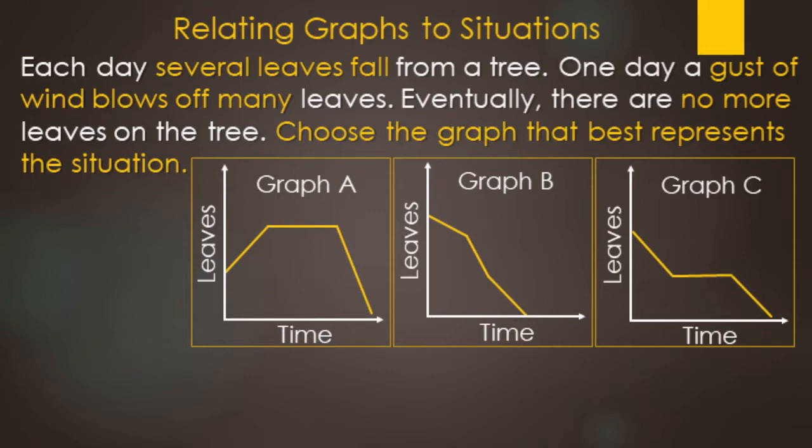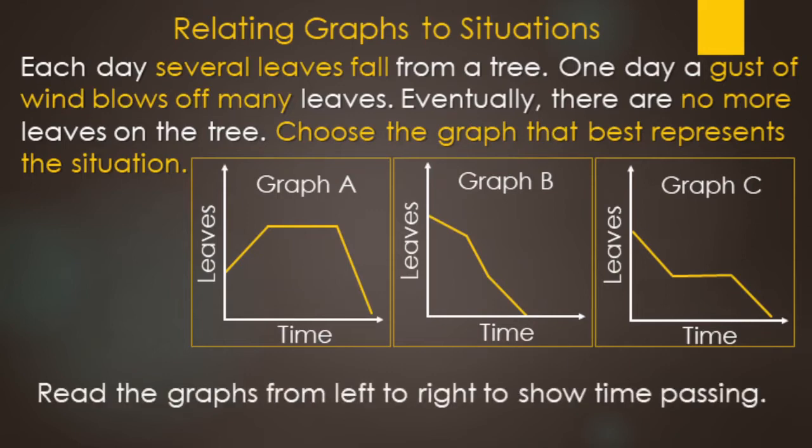When we're looking at these graphs, we do want to remember that we are reading them from left to right to show the passing of time. And these graphs are talking about leaves on the tree, not leaves on the ground. So that's another important piece of information. If we look at graph A, we can see that in this first section the leaves on the tree are increasing. Well, that's not falling, so this would be the opposite of what we're looking for. So graph B and graph C are our remaining choices. We have a decreasing and a decreasing there.